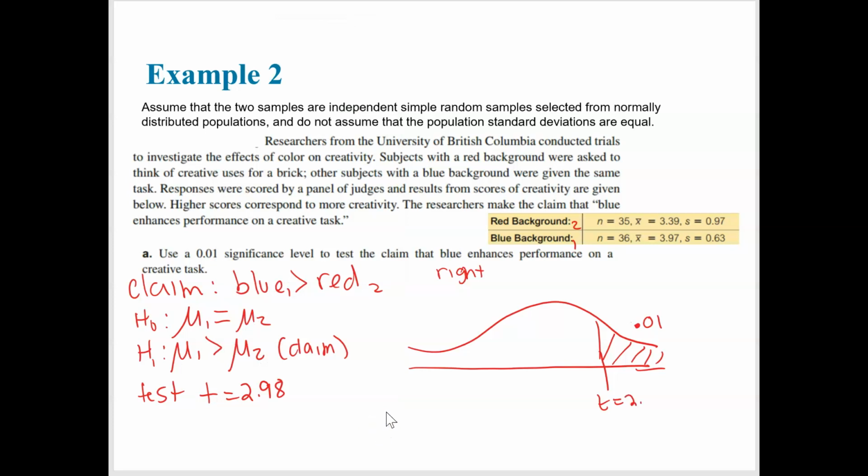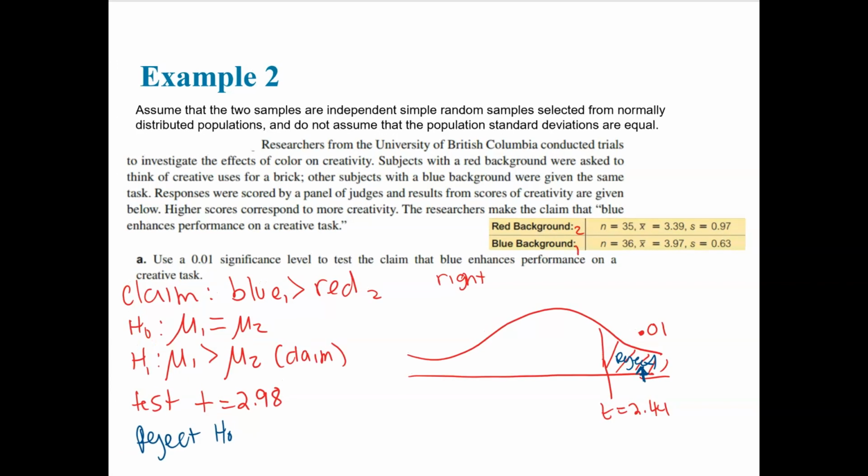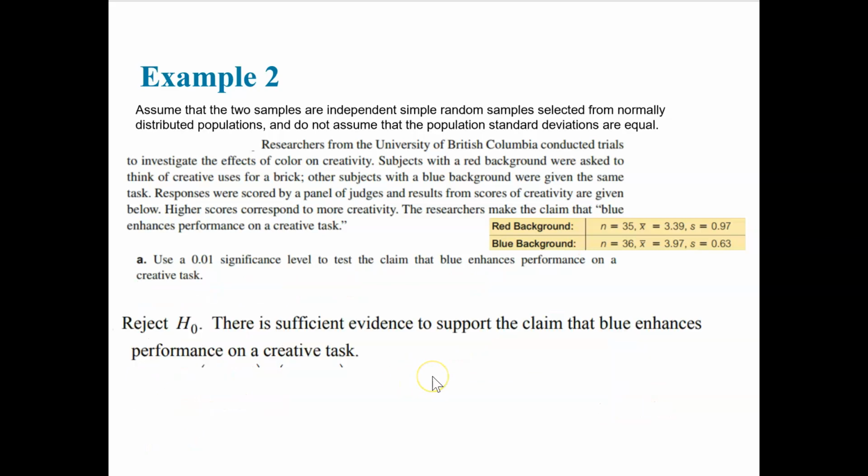So this is 2.44. Where does our test statistic fall? Our test statistic falls over here in the reject region. So we are going to reject the null, which means we are looking at the claim here, which was our alternative. So we reject the null, and so we can say that there is sufficient evidence to support the claim that blue enhances performance on a creative task. And there's that sentence for you as well.